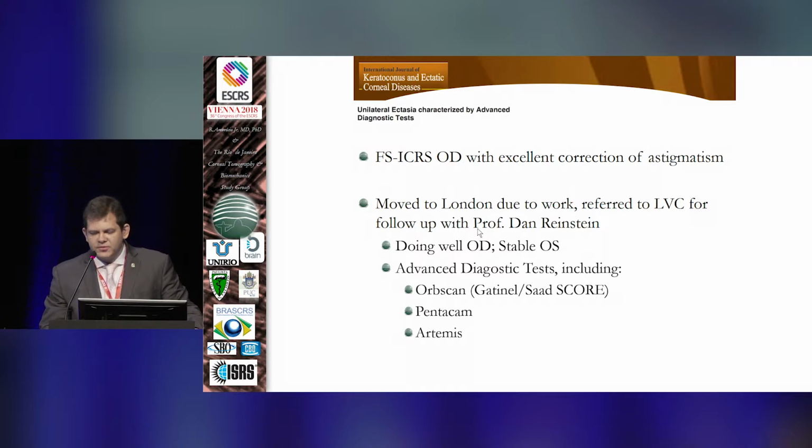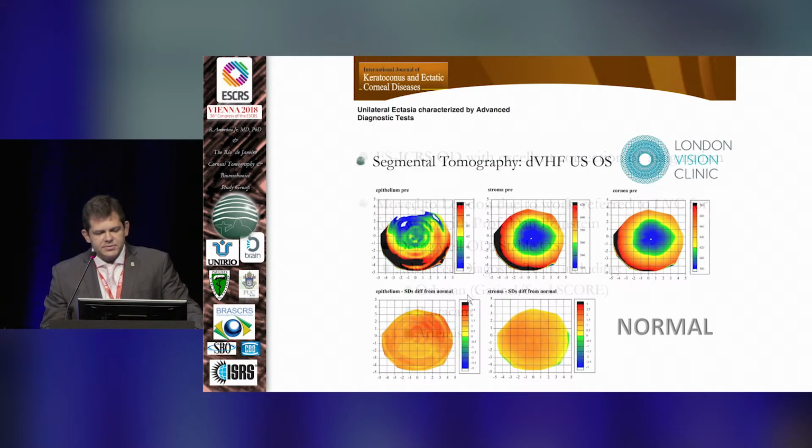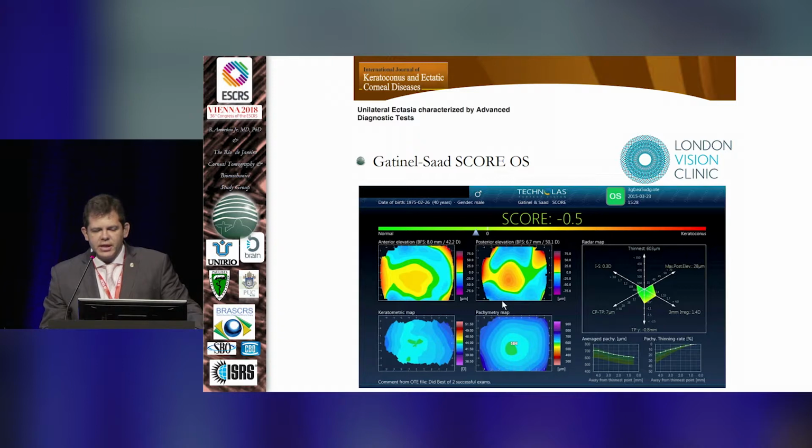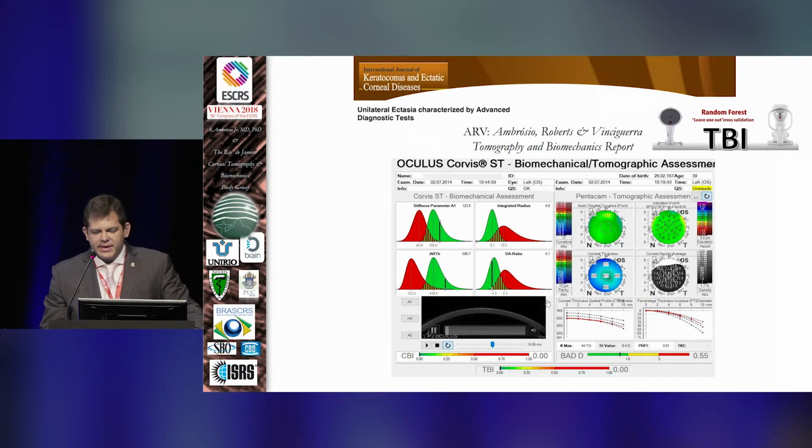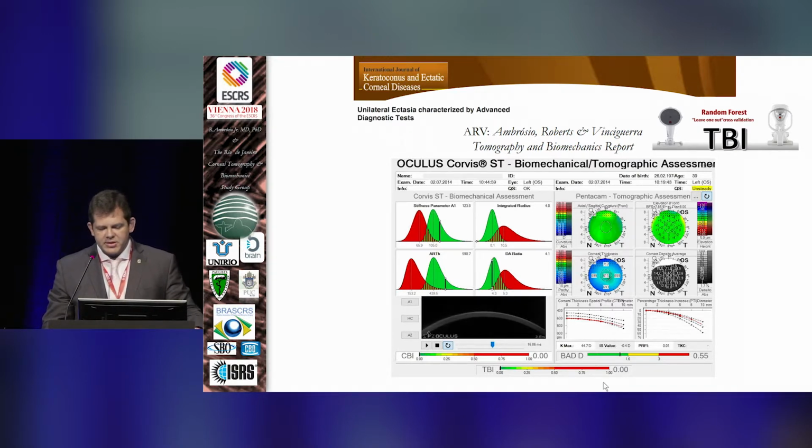The patient was sent to follow up with Dan Reinstein, who is very prolific in his ability to do advanced diagnostic testing, including the Gatinel SAD score on the Orbscan, Pentacam, Artemis. And Artemis, with the epithelial map, which we call segmental tomography, was normal by his algorithm. Also the same with the score analyzer and also with the Pentacam. And in one of the visits I got the Corvis, and we were able to retrospectively integrate the TBI as a 0.